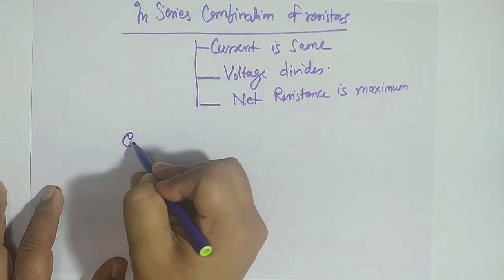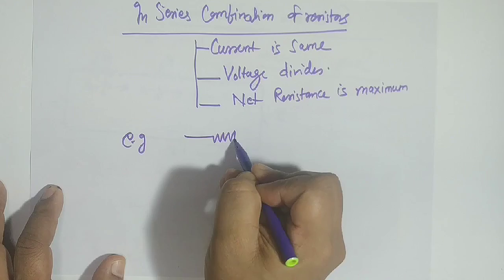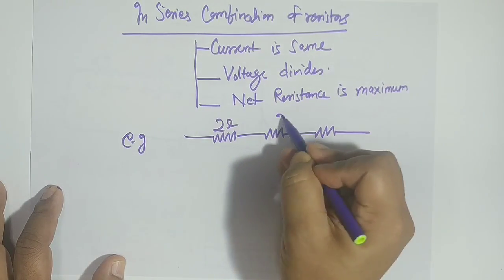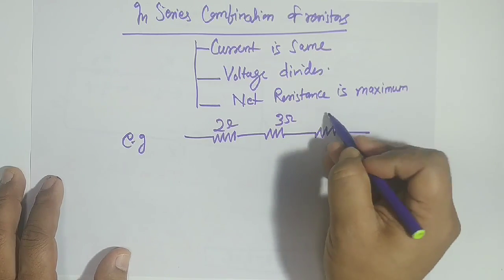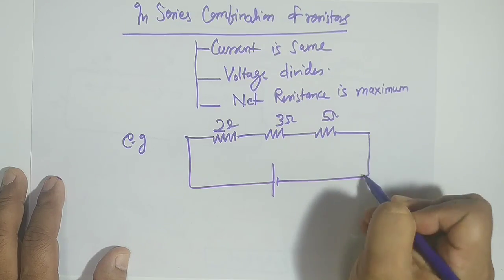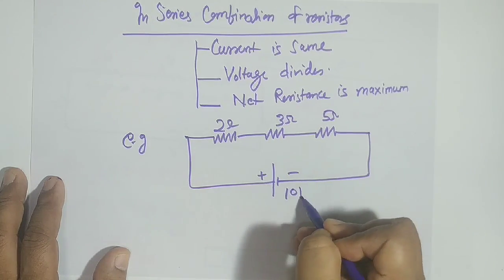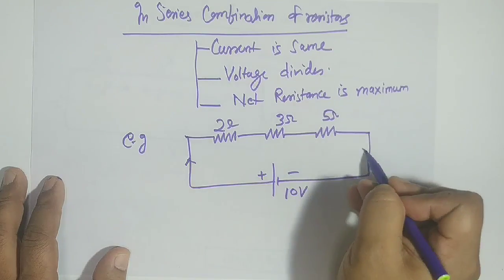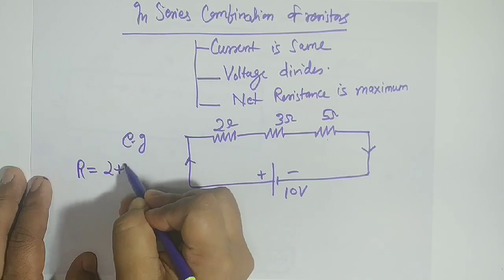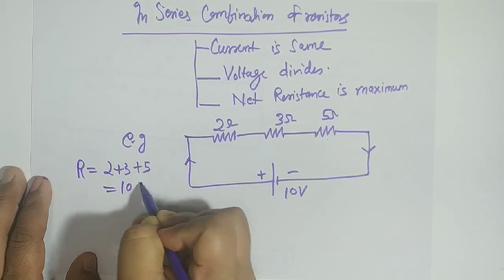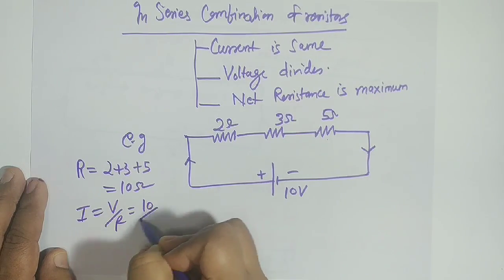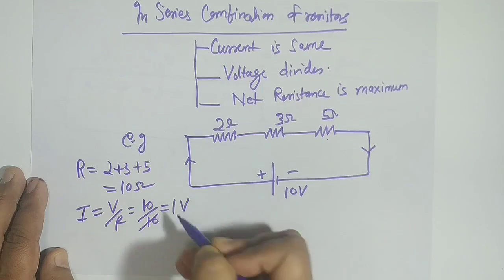I am giving you an example: there are three resistors like this, 2 ohm, 3 ohm and 5 ohm, connected with a battery of, say, 10 volts. Can you find out the current? What is the net resistance? Are they in series? Yes, 2 plus 3 plus 5, so it is 10 ohm. What will be the current? I is V by R, so simply 10 by 10 is 1 ampere.